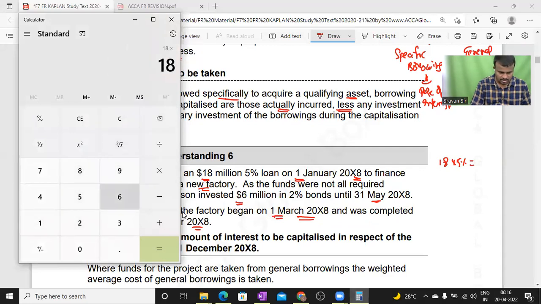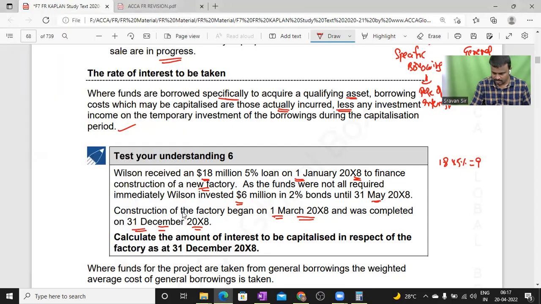So $18 million into 5%. So how much? 9 lakhs. So the borrowing cost is 9 lakhs. Then the total amount is not utilized on construction.